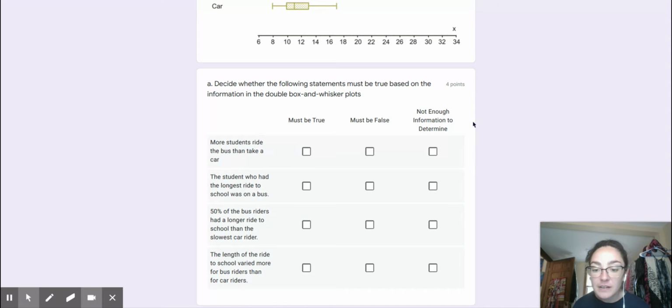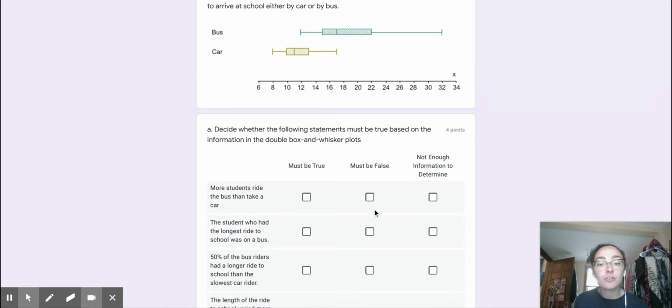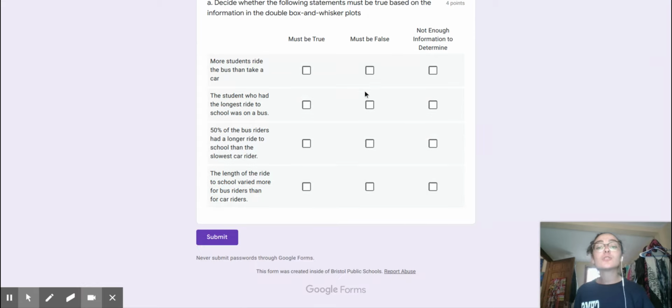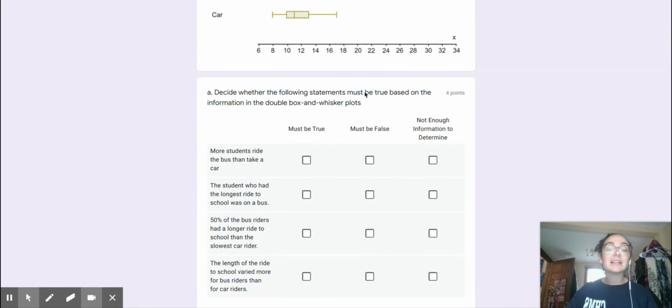And the length of the ride to school varied more for the bus riders than the car riders. So that means when we're looking at what varies the most, you're looking at that range value, right? So you're going to have to find your minimum and subtract that from your maximum to get your range for both of these. And is it a true statement that the time varied more for the bus riders than the car riders? Or do we not have enough information to know that? But I think we do have enough.